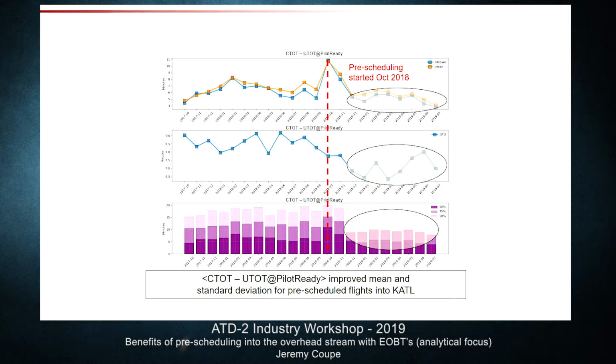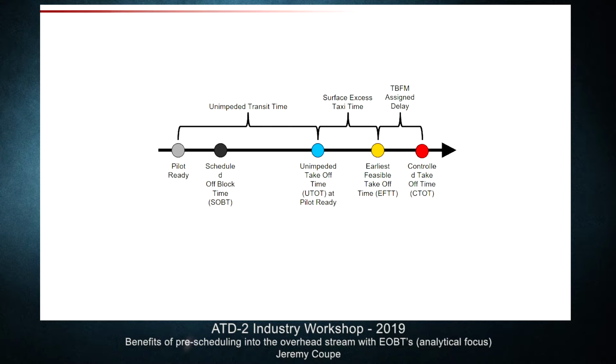So now that we understand the different times, what do these different metrics look like before and after pre-scheduling? The first one that we look at, if you were to ask me what I think is the most fair time to look at, where we got to is that the most fair time to look at is the controlled takeoff time minus the unimpeded takeoff time.